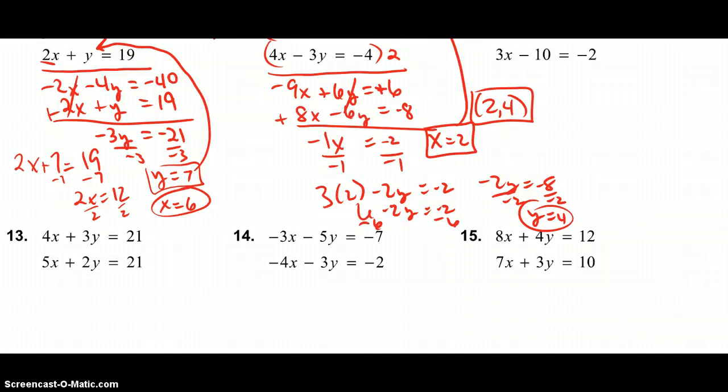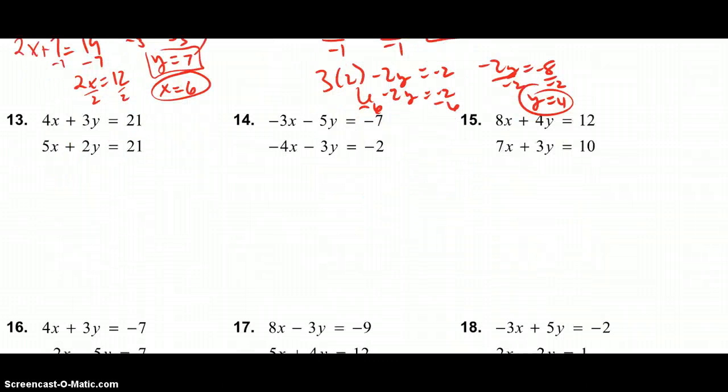Let's do one more. Let's just do number 13. I look at the x's, 4 and 5. 4 and 5 both go into 20, so we can turn these both into 20s. How do I turn a 4 into 20? Multiply by 5. How do I turn a 5 into 20? Multiply by 4. But I'll get both positive 20s. I don't want that. I want one of them to be negative. So let's just multiply the top one by negative 5.